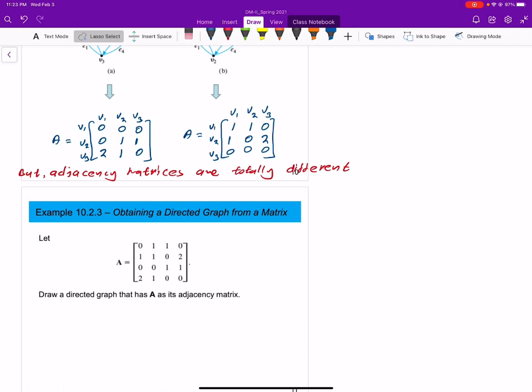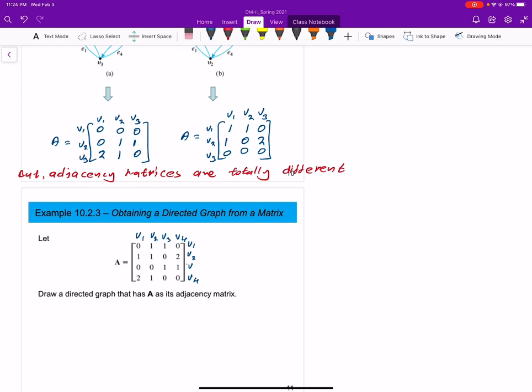This is a 4x4 matrix. That means the graph representing this matrix should have 4 vertices. So let me mark those 4 vertices. Let me take this as V1, V2, V3, V4. Let me mark them on the other side. V1, V2, V3, V4, right? So these are the vertices.